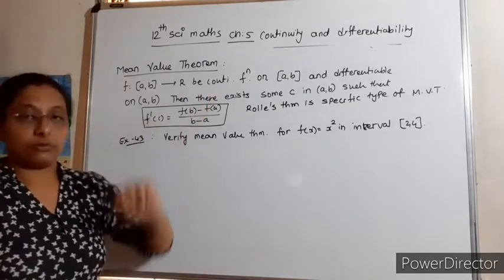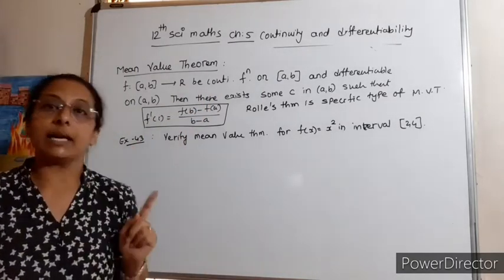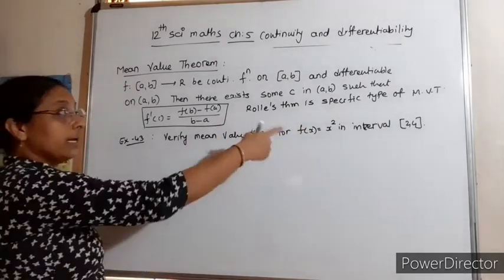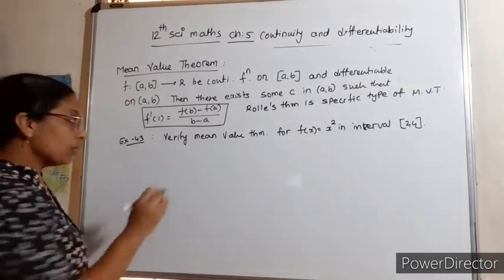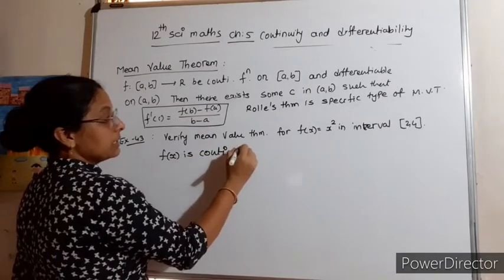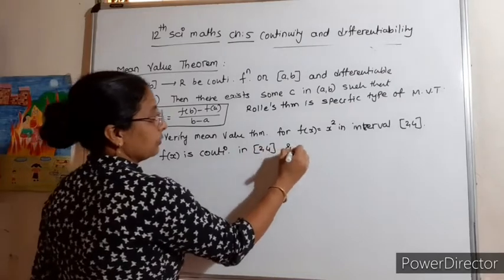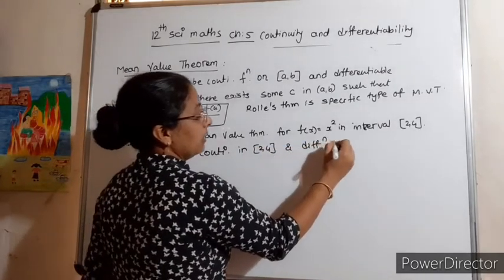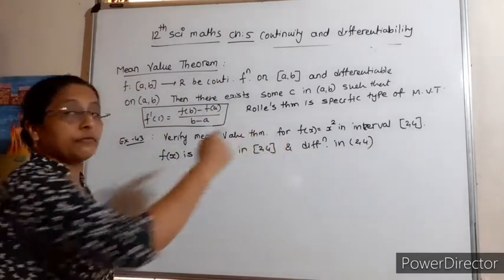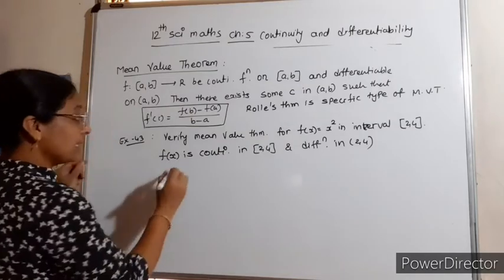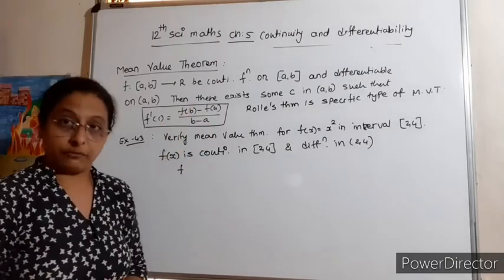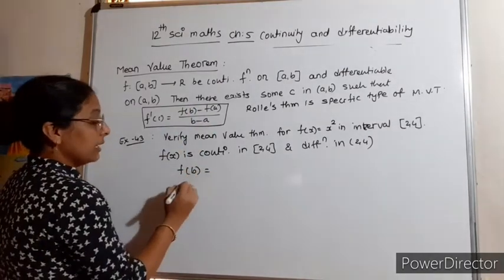Now we'll see the mean value theorem जिसमें f of b is equal to f of a नहीं है. Verify the mean value theorem for this. It is a polynomial function, we know that. So we can say that f(x) is continuous in the closed interval [2, 4] and differentiable in the open interval (2, 4). First, in Rolle's theorem we check f of b equal to f of a. But now we will find f of b and f of a.